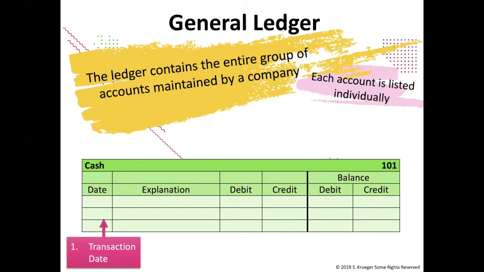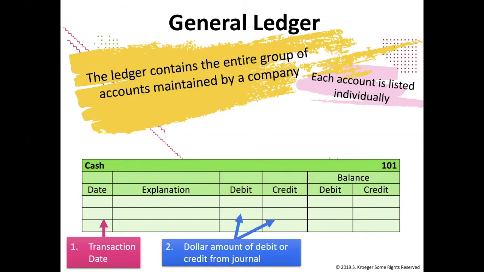Usually, I don't see too many explanations unless the bookkeeper wants to put in a note such as a reference to another transaction. Next, we have the debit and credit column. Here you are just copying the transaction from the journal. The last set of columns would be the balance in the account after the transaction was made.